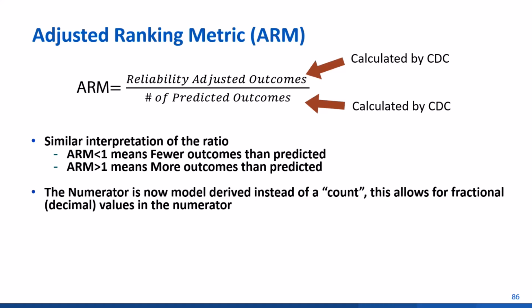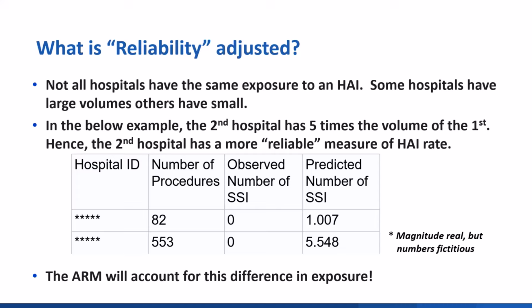Okay, so what do we mean when we say reliability adjusted? And this isn't going to come as a shock to anybody on the call, but not all hospitals have the same exposure to an HAI, right? Some hospitals are really big, others are small. Some hospitals focus on procedure A, others focus on procedure B, right? It's not a homogeneous group of all hospitals.